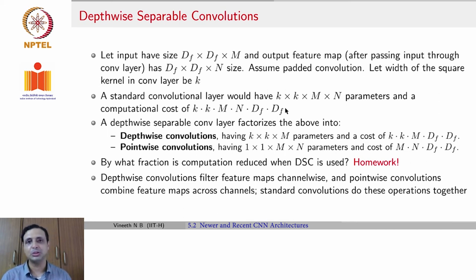Remember, even in separable convolutions, instead of using a 3 cross 3 filter, which may have 9 computations, if you do a 3 cross 1 filter followed by a 3 cross 1 filter along the other dimension, you're going to have 3 plus 3, which is 6 computations. It's a very similar principle here, and you can work out what fraction of computation is reduced. To summarize, depthwise convolutions filter feature maps channel wise, and pointwise convolutions combine the feature maps across channels. Standard convolution tries to do both in the same step.